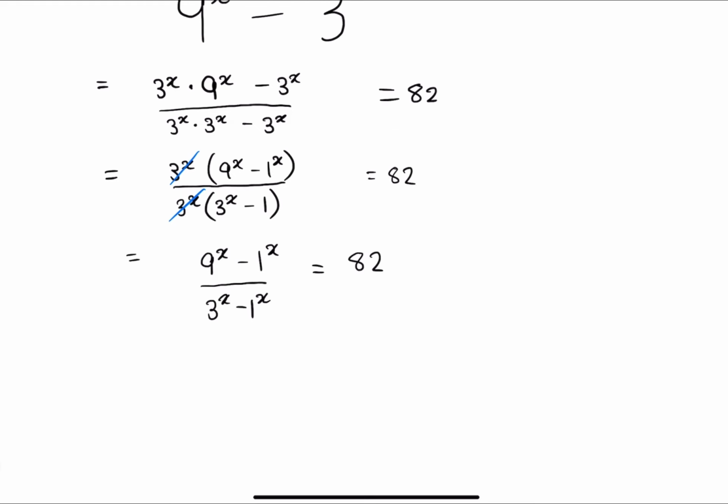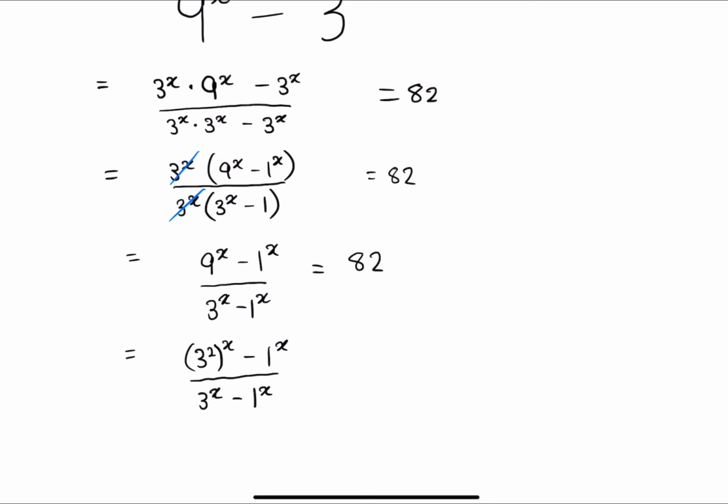So now we're going to focus on the numerator of this fraction. So we have 9 to the power of x minus 1 to the power of x. So we're going to rewrite 9 as 3 squared. So 3 squared to the power of x minus 1 to the power of x. So our fraction is now this.